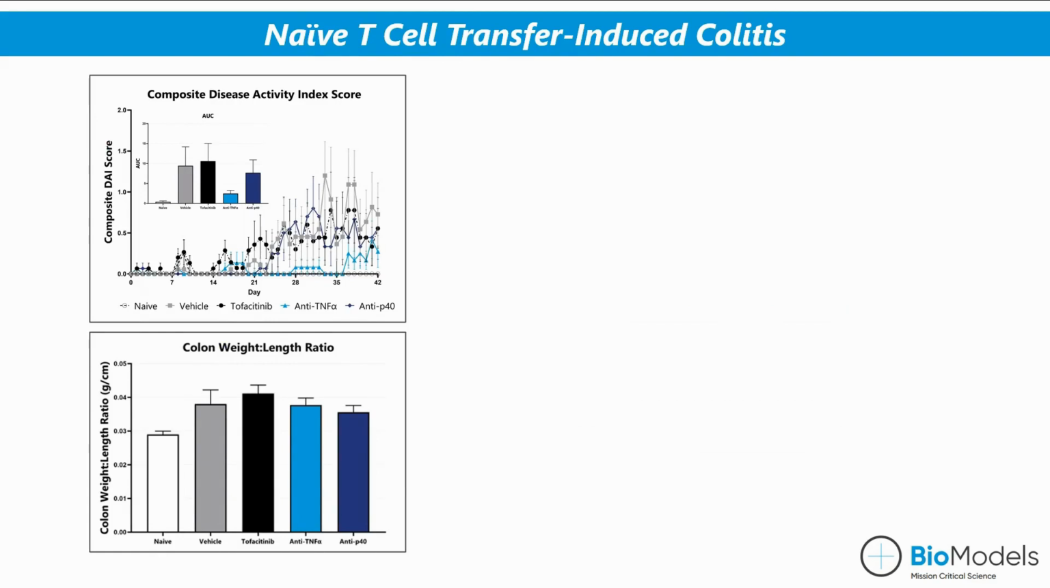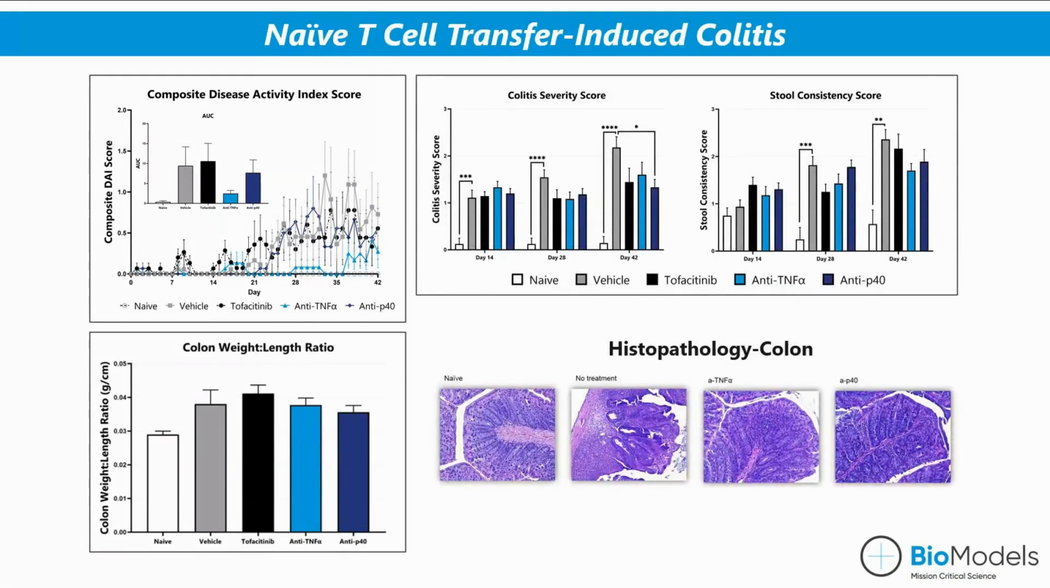Treatment with anti-TNF-alpha also results in reduction in composite DAI scoring, but does not affect the colon weight length ratio. When we look at colitis severity in this model, the overall scoring is lower compared to what we see in the chemically induced models, but we do see increased severity over time, and by day 42, we see significant reduction in colitis severity with anti-P40 treatment compared to the vehicle control group.